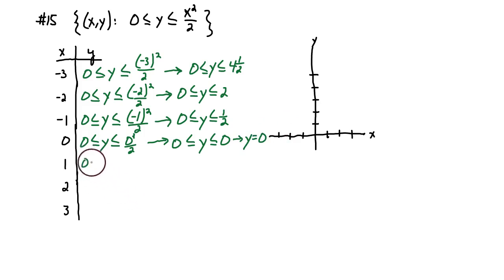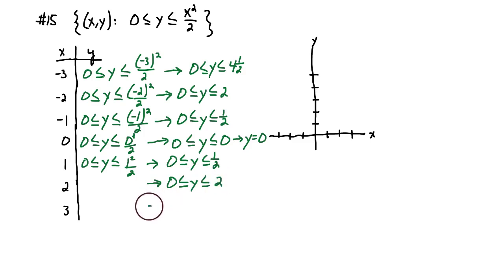Next row. 0 is less than or equal to y, which is less than or equal to 1 squared over 2. And this makes 0 is less than or equal to y, which is less than or equal to 1/2. Are we starting to get a repeating pattern? This next one is going to turn out to be 0 is less than or equal to y, which is less than or equal to 2. And this next one is going to be 0 is less than or equal to y, which is less than or equal to 4.5.